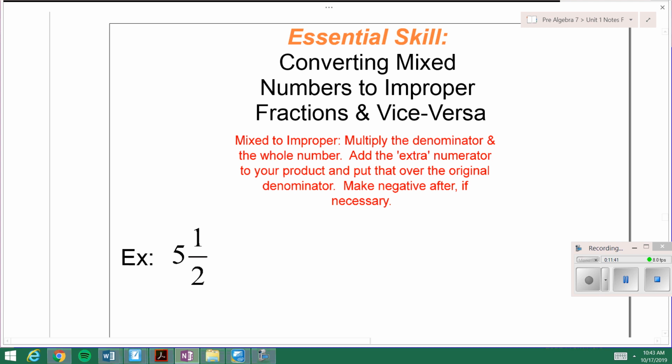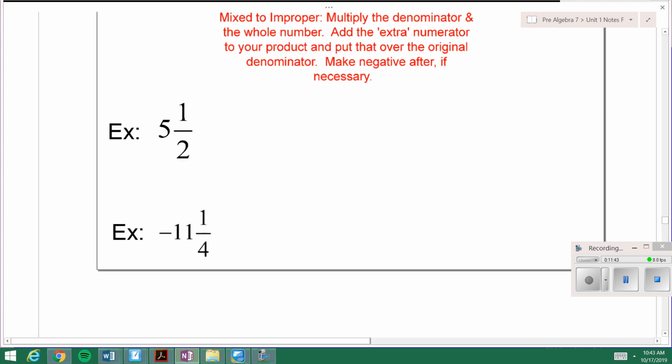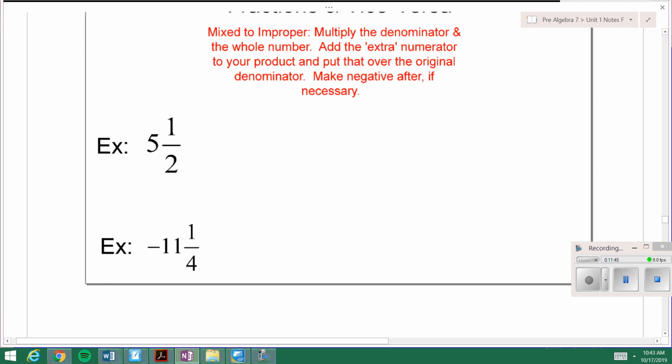Now let's go the other way. 5 1/2 and negative 1/4. Like I kind of alluded to in the past slides, 5 1/2, how does that convert to an improper fraction if necessary? Well, as this note says, we multiply the denominator and the whole number, then add the extra numerator to your product and put that over the original denominator. So let's go ahead and do that.